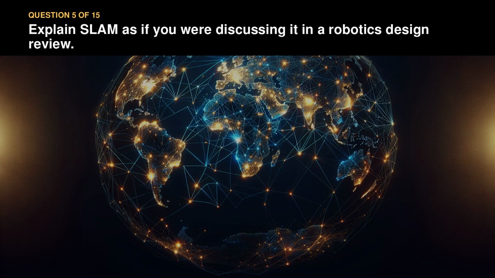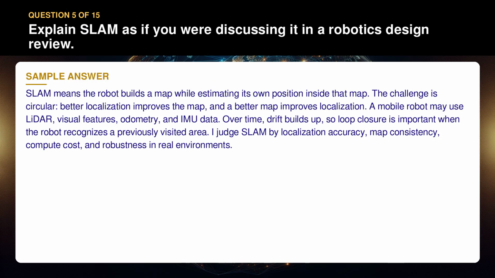Question 5. Explain SLAM as if you were discussing it in a robotics design review. SLAM means the robot builds a map while estimating its own position inside that map. The challenge is circular. Better localization improves the map, and a better map improves localization. A mobile robot may use LiDAR, visual features, odometry, and IMU data. Over time, drift builds up, so loop closure is important when the robot recognizes a previously visited area. I judge SLAM by localization accuracy, map consistency, compute cost, and robustness in real environments.